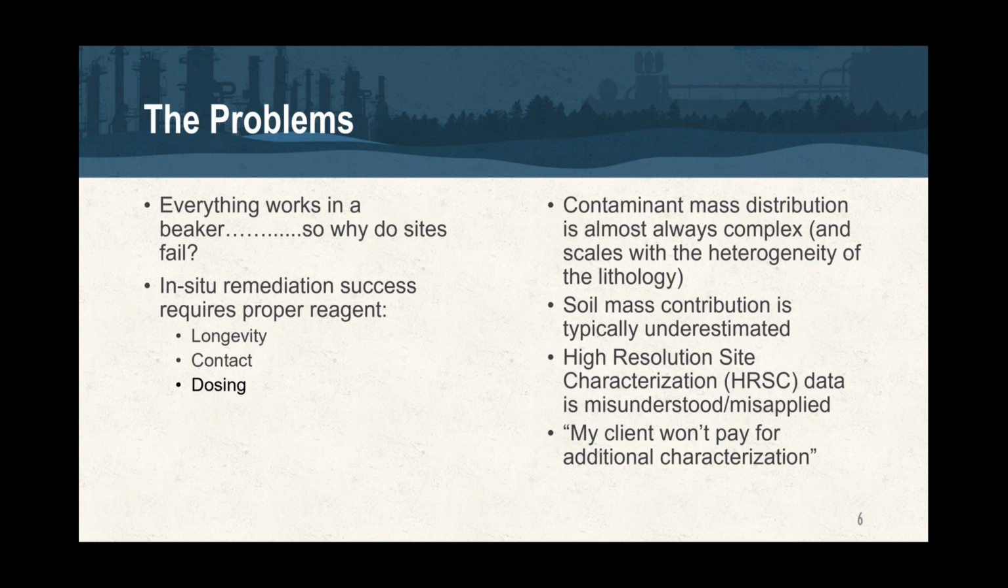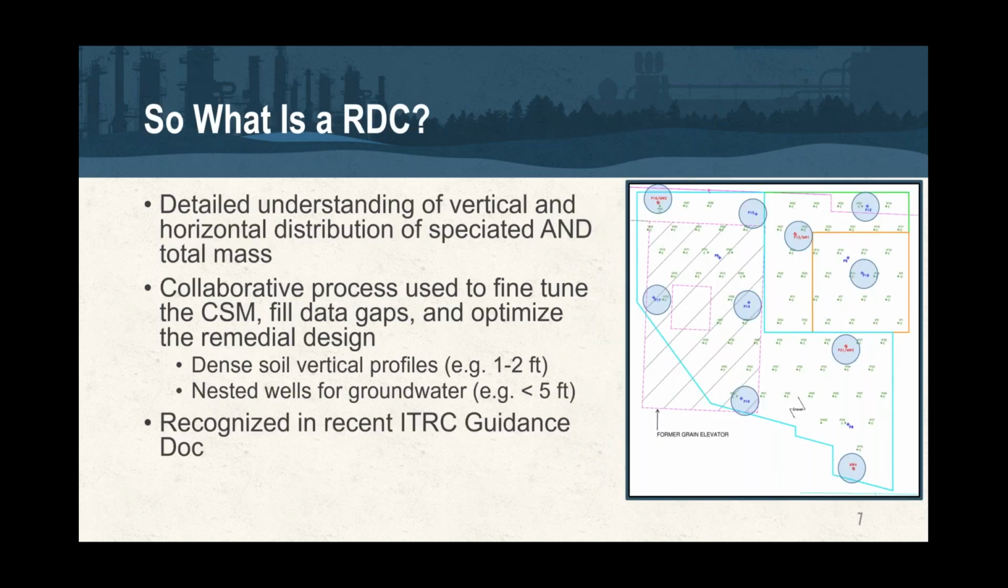Okay. So what is an RDC? It's a detailed understanding of vertical and horizontal distribution of speciated and total mass. Since we primarily work with activated carbon-based technologies, having the speciated data is obviously crucial since we're running sorption isotherm calcs for the individual constituents. But also, analogous to when you're doing a chemical oxidation design where you're looking at total oxidant demand, same thing here. We've got to account for all the mass that's in the system. So we need benzene, but we also need GRO, for example, and that's really important, knowing that not all states are going to require that analysis, but from a design perspective, it's something that we need.